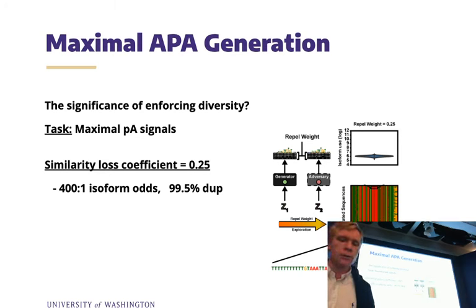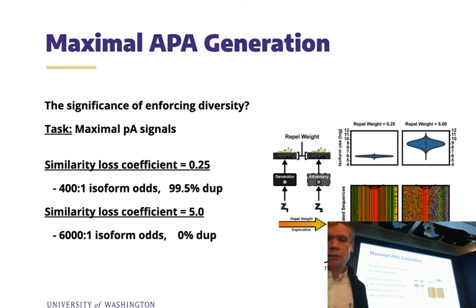However, it does not learn to generate diverse sequences. So we observe a duplication rate of 99.5% for 100,000 sampled sequences. So only 0.5% of those sequences that we generate after having trained this generator are unique. Now the picture completely changes once we increase this similarity loss coefficient. So now the duplication rate drops to 0, so it learns to produce unique sequences all the time for these 100,000 sequences we sampled. So it's very diverse.